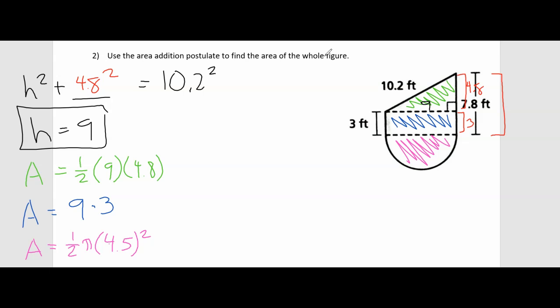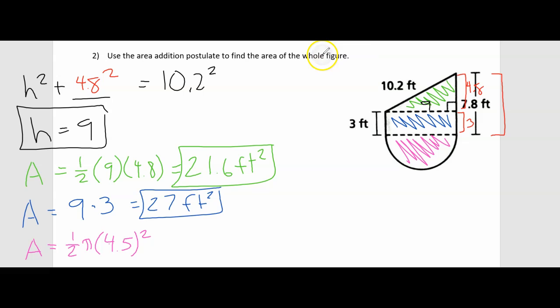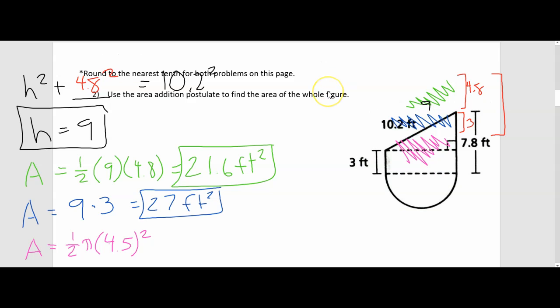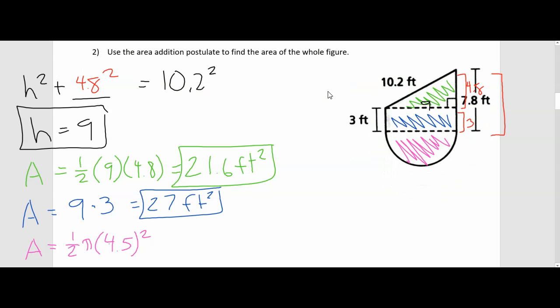The area of the triangle turns out to be 21.6 square feet. Area of the rectangle, 27 square feet. And we are, forget what it says above, let me just check that real quick so we do it correctly, round to the nearest tenth.